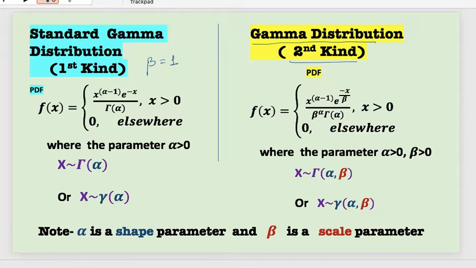It is also denoted in this form, or sometimes some people use this notation for the gamma, and sometimes it is written as this notation. So both are the same. And the distribution of the second kind always defines the scale. Here the scale is 1, so it is standard. But when we have any value of the scale other than 1, we call it the second kind of gamma distribution. So it means we have two parameters for the gamma distribution, alpha and beta. Alpha defines the shape and beta defines the scale. So we have to remember it, and according to the question, it can be used.